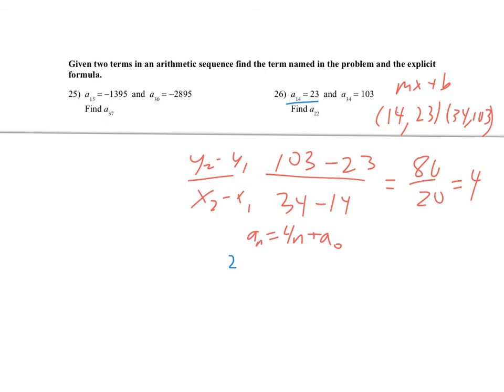I'll go ahead and use this one, so 23 equals 4 times 14 plus a sub 0. 4 times 14, what is that?